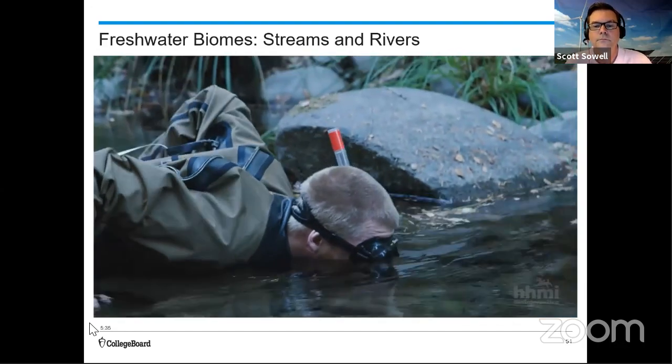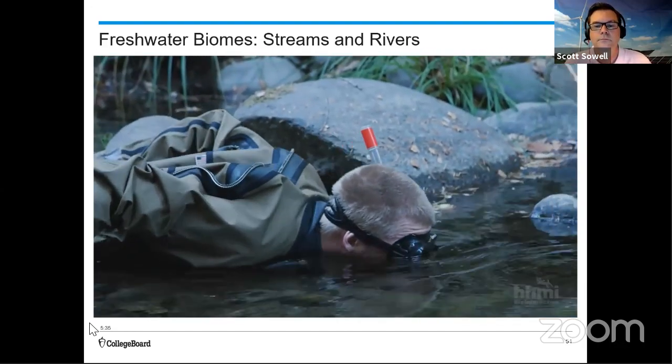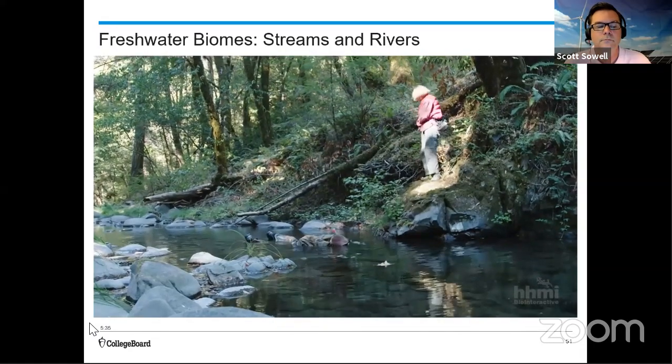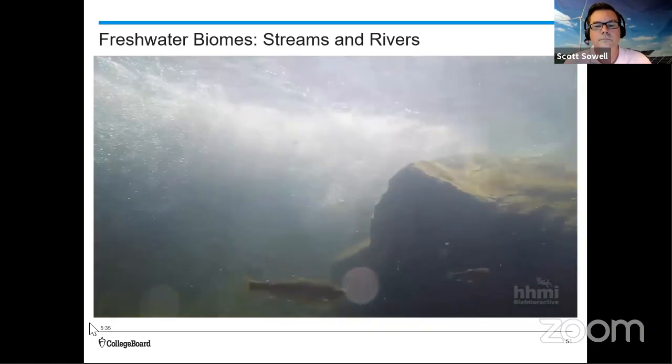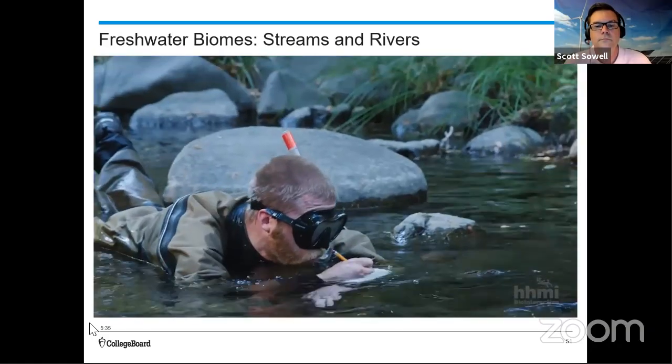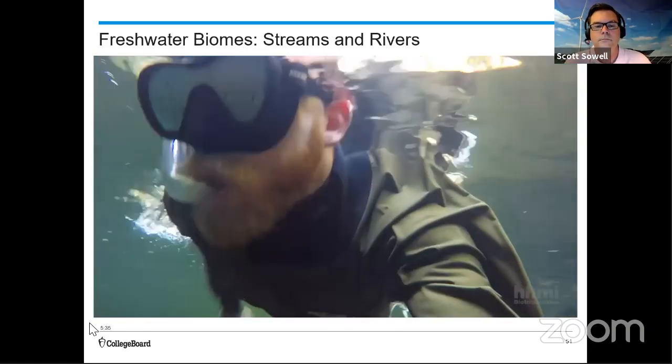You need to move very quietly, very slowly, and you don't want to be spooking fish. And it's such a neat experience to get to put your head underwater and join this aquatic world that you never get to be a part of otherwise.